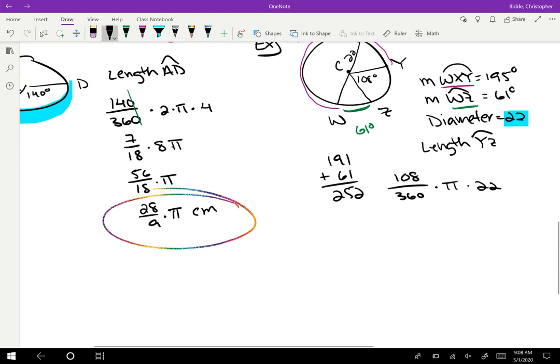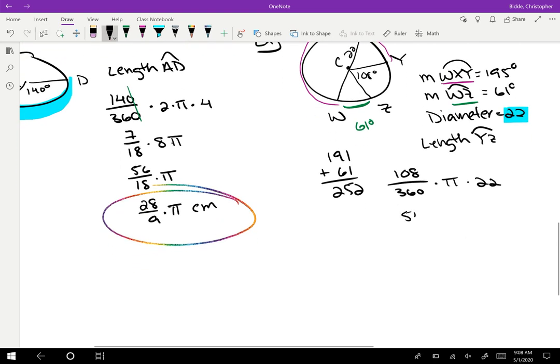This fraction's a little more confusing to go through and reduce. That's 54 over 180, which is 27 over 90, which is 3 over 10. And then that's times 22 pi. We will be able to multiply there. And 22 times 3 is 66 over 10 pi. Divide those out, I get 33 over 5 pi.